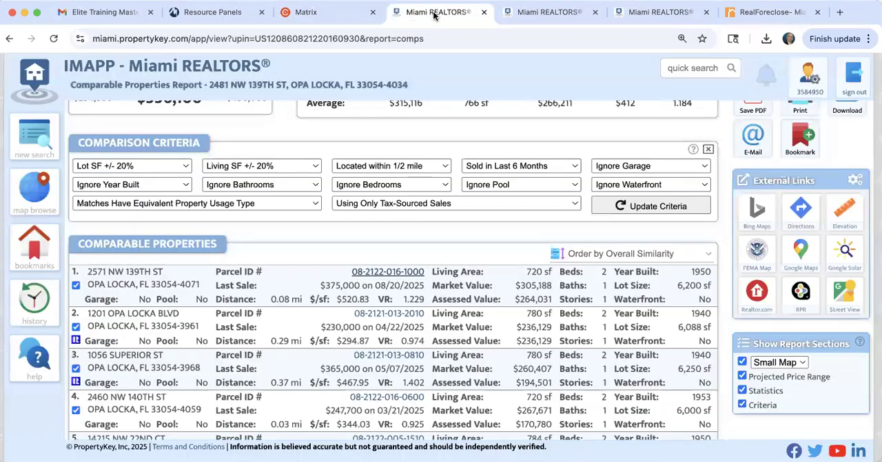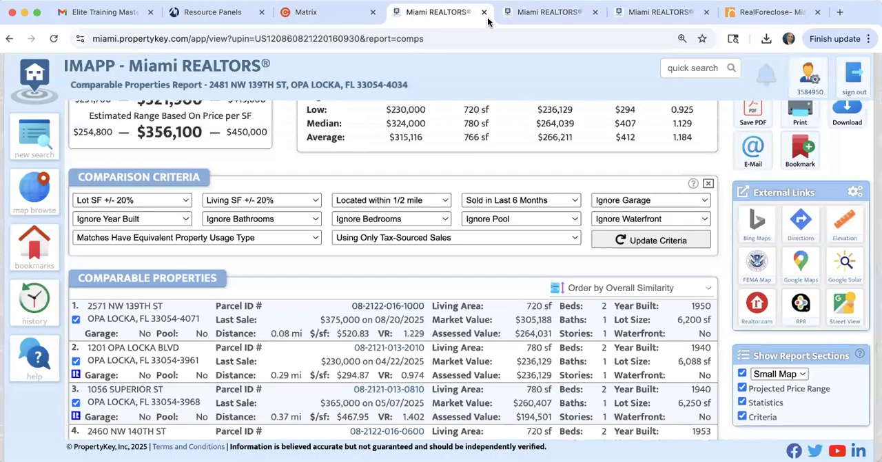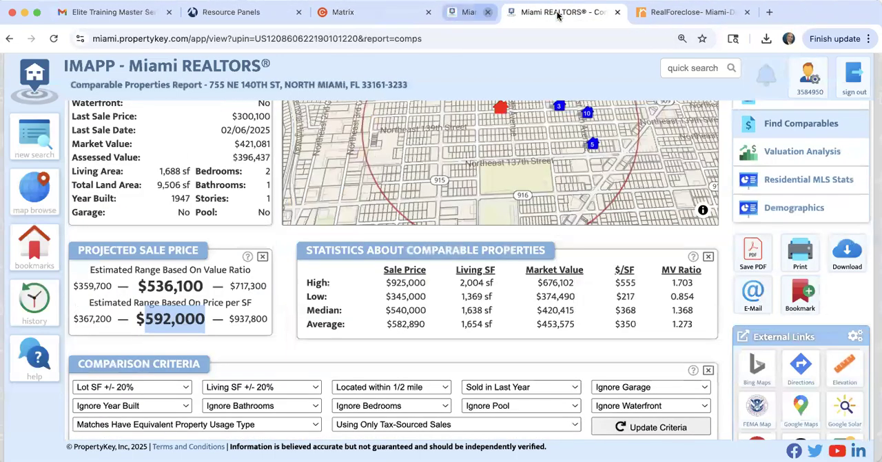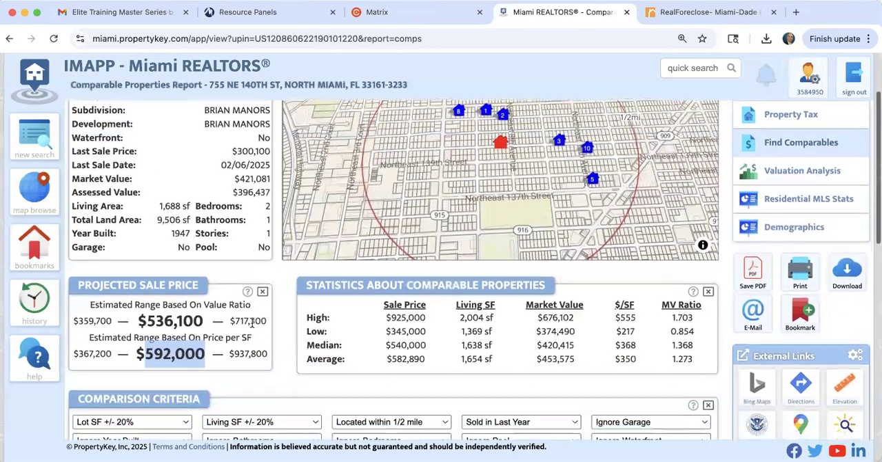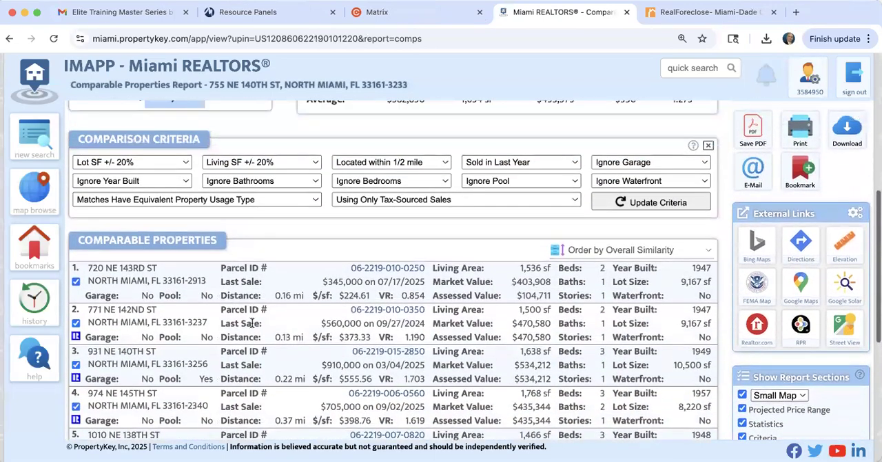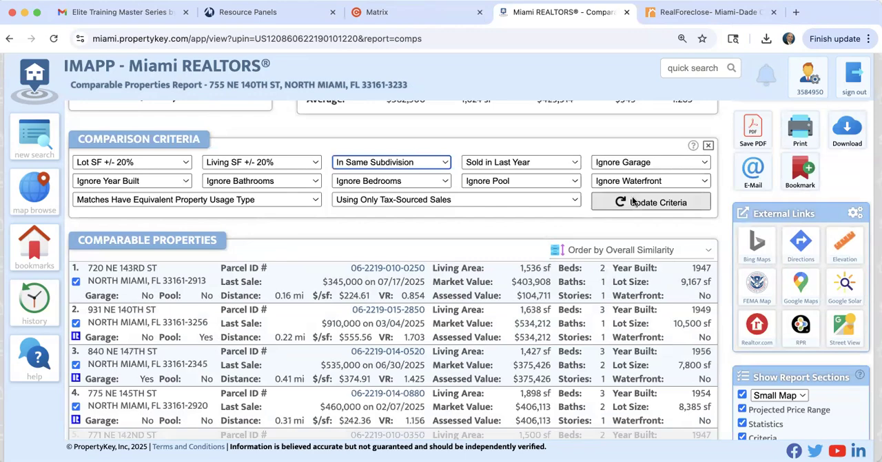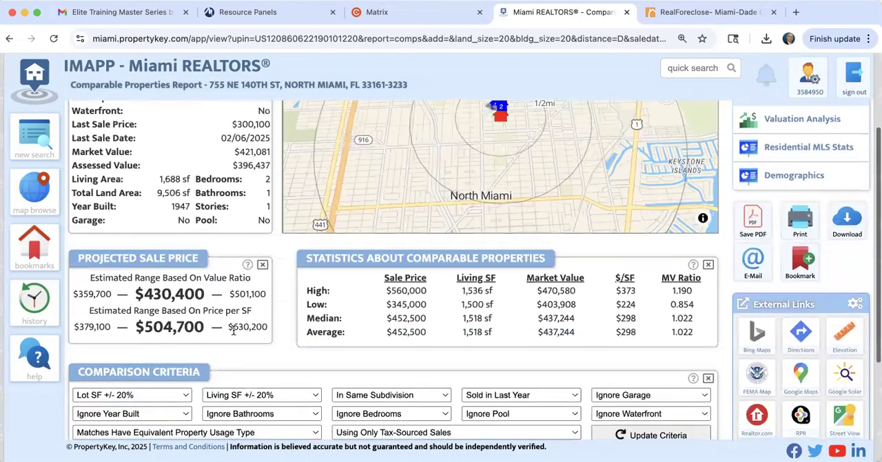Now, that was just the average, right? 592 was just the average. What's the highest possible return? All right, it's a lot. It's $937,000. So let's do something. Let's go within the same subdivision. Within the same subdivision, hit update criteria.